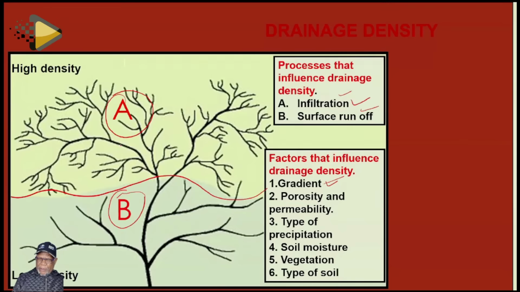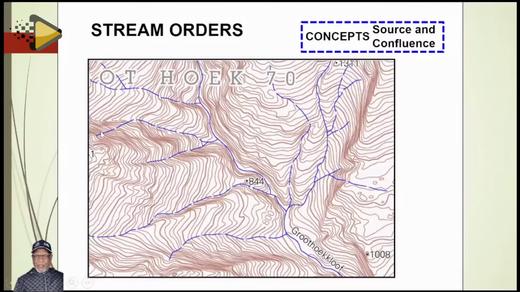And we have already spoken about vegetation, and type of soil is the same as porosity and permeability. It means the soil at B is more permeable. Now, permeable means that the soil is allowing for water to infiltrate and therefore resulting in low density. That is why we have fewer streams. But at A, it means the soil is less permeable and therefore more surface runoff and less infiltration.